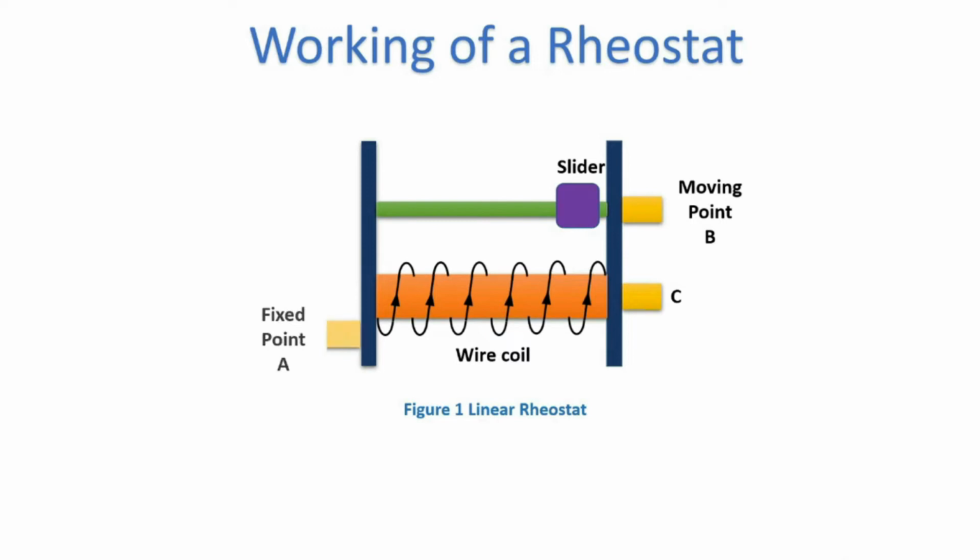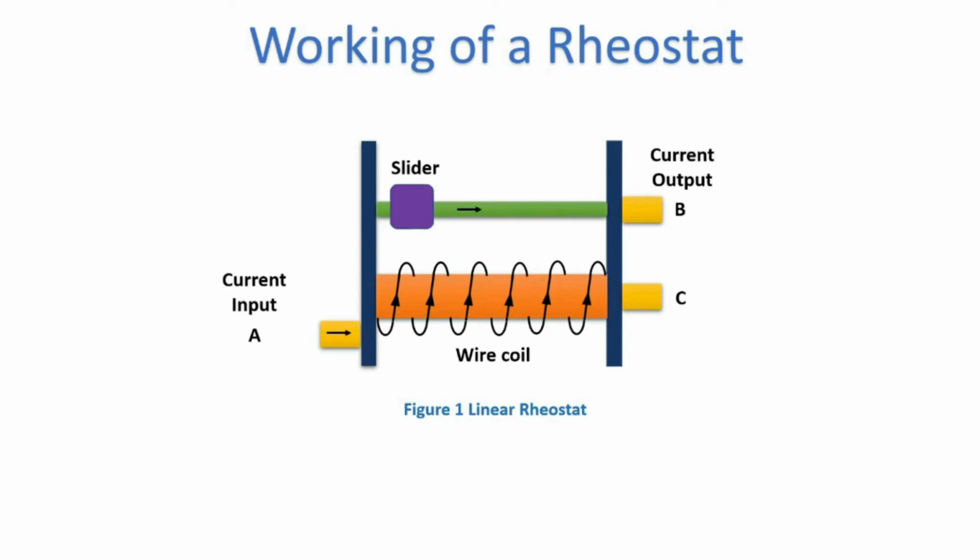Now let's assume that we are first using the fixed point A and the moving point B of the rheostat illustrated in Figure 1. The rheostat will offer minimum resistance to the circuit if you move the slider close to point A, since the resistive coil's length is at a minimum, and a large current can flow through the circuit in this case. Similarly, the rheostat will offer maximum resistance if you move the slider close to point C, as the resistive coil length is at its maximum, and a tiny amount of current would flow through the circuit.